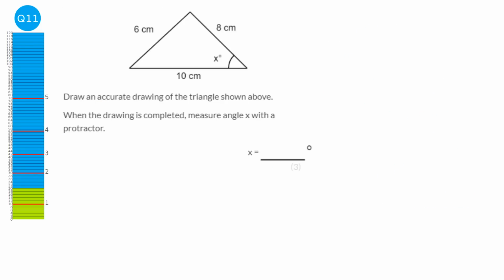You will need to use a paper and pencil to do this physically. You can't really do this on the computer. And make sure you have a ruler and a compass. So the first thing we're going to do is draw our 10 centimeter line.